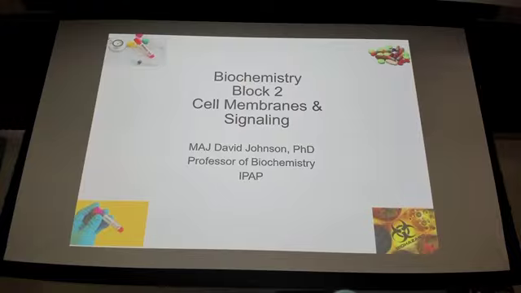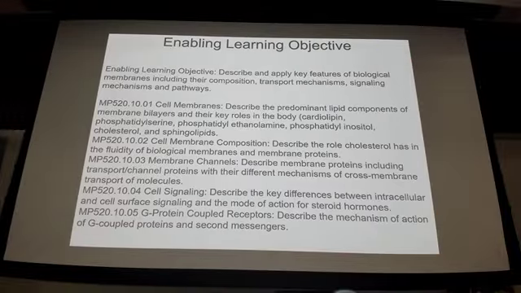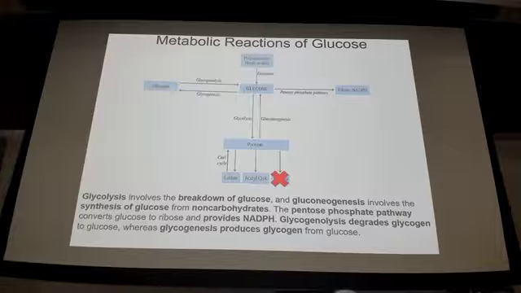Block 2, we're going to talk about cell membranes, their composition, what their roles are, and cell signaling. Cell signaling is very important because that is what the body uses in order to carry out biological processes. But before we do that, just a little recap on what we talked about yesterday.